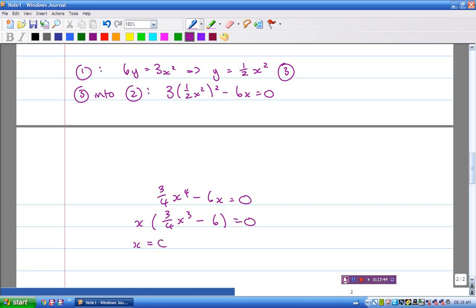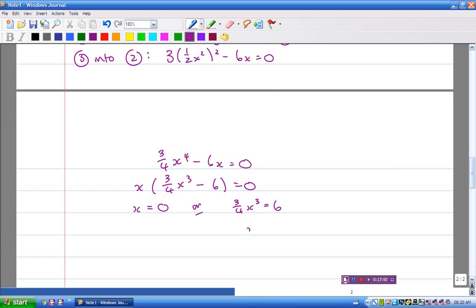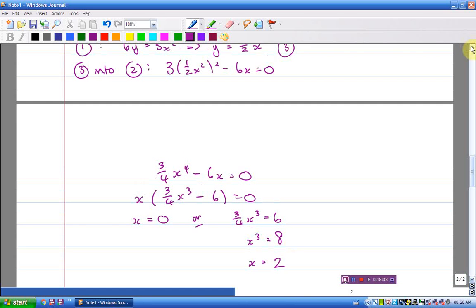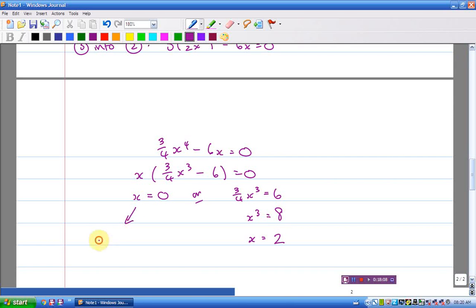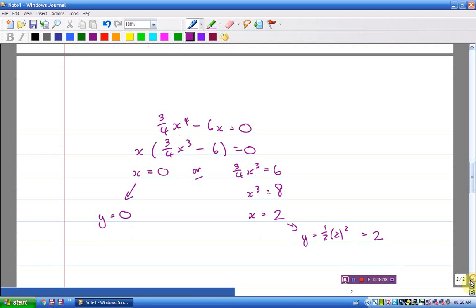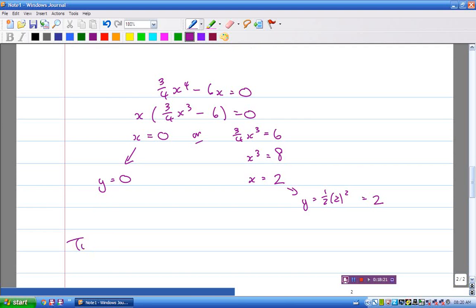And I get x equals 0, or 3/4 x cubed equals 6. In other words, x cubed equals 6 times 4/3, so that's 2 times 4, that's 8, and x equals 2. So I've got two solutions. And my relationship of y to x was that y was 1/2 x squared. So that's going to give me y equals 0, and y equals 1/2 times 2 squared, which is 2. So I have two stationary points: (0, 0) and (2, 2).